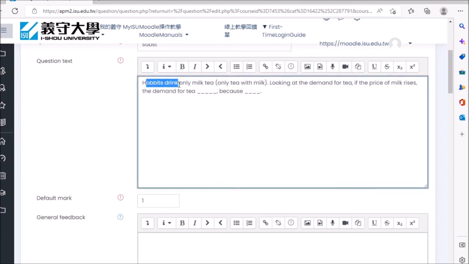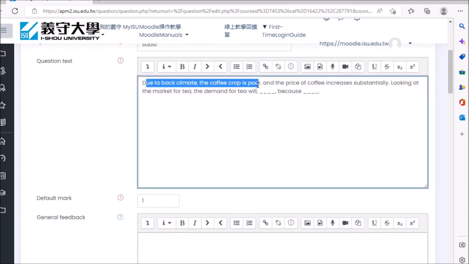Next, if Hobbes drinks milk tea only, so he must consume tea with milk. In that case, those are complements. They must go together as car and tires. So in that case, looking at the demand for tea, if the price of milk rises, the demand for tea decreases, drops, because those are complements in this case.